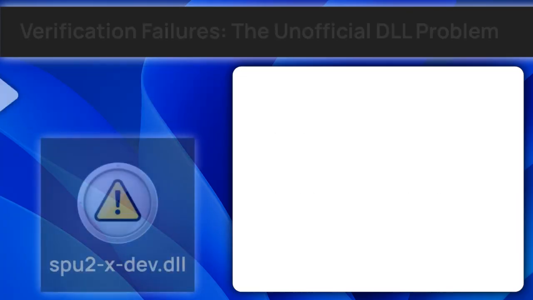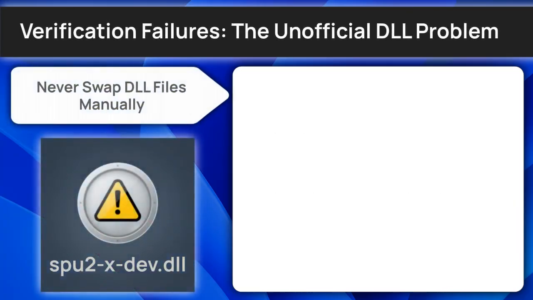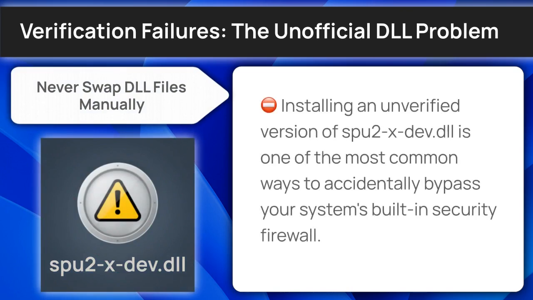It's worth taking a moment to discuss the safe acquisition of runtime components. The versions of spu2-x development module DLL found on generic download sites are often compiled for legacy hardware, which can lead to excessive CPU cycles or kernel-level crashes on modern systems.